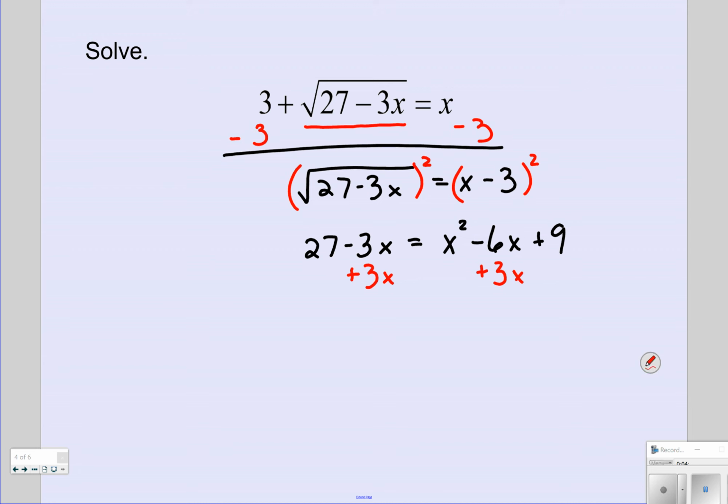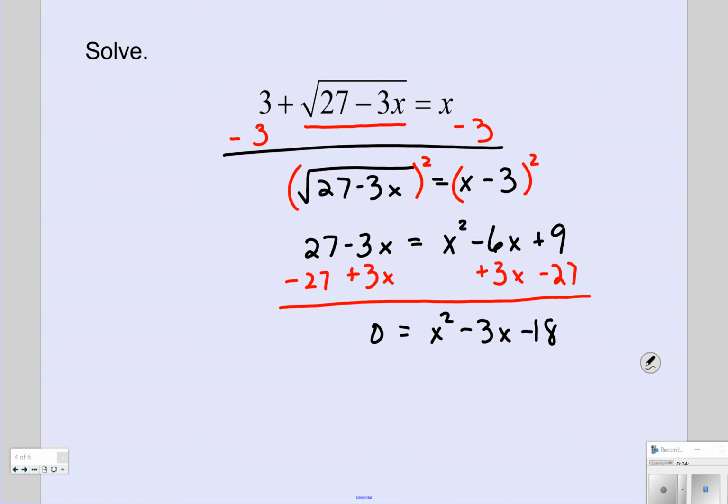Again, now that I see that I have a quadratic equation, I know I need to solve this like I would solve any quadratic equation. So I'm going to set it equal to 0. So 0 is equal to x squared minus 3x minus 18. And now let's factor. Again, factoring is going to be the quickest way to solve this one because this is a fairly simple trinomial to factor. x minus 6 and x plus 3. So my possible solutions are 6 and negative 3. Let's just go back and check those in our original equation.